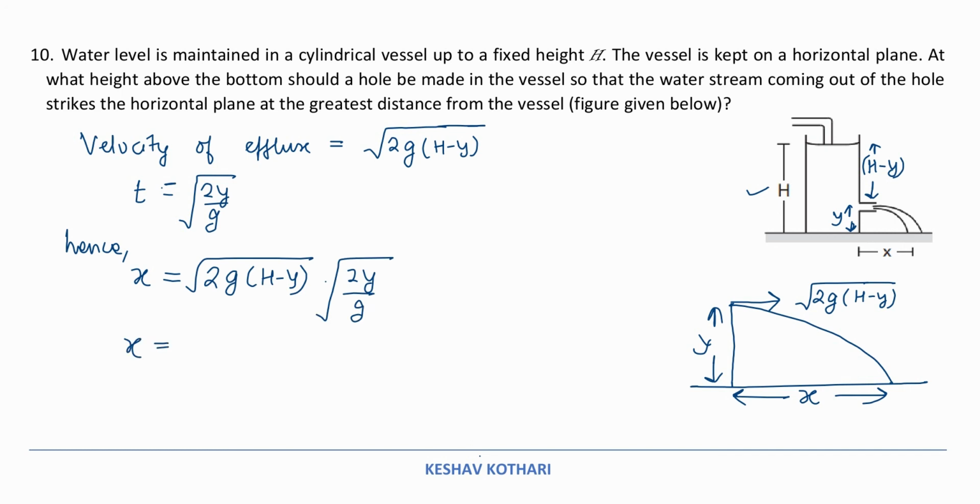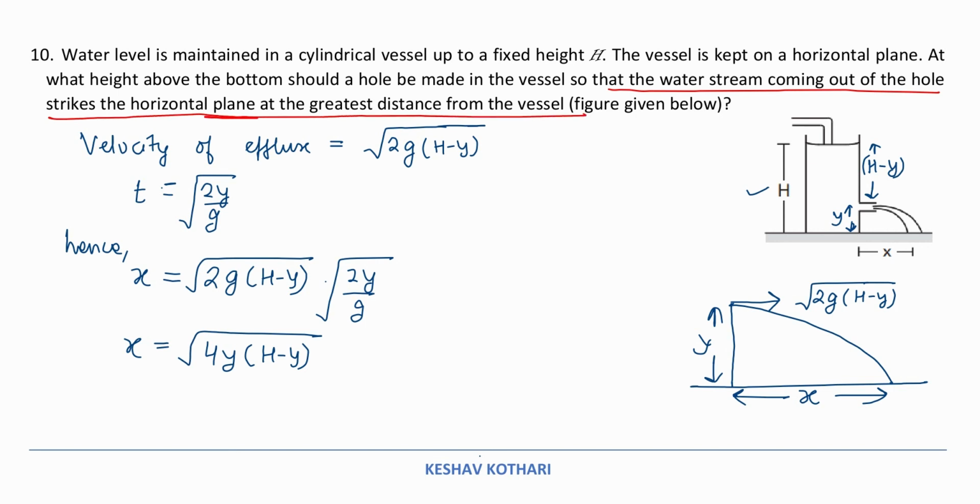So if I take this under one particular root, I can write it as square root of 4y(h minus y). Now the problem is stating that the water coming out of the hole strikes the horizontal plane at the greatest distance from the vessel. So that is, we need to maximize the value of x. We need to find the maximum value of x.